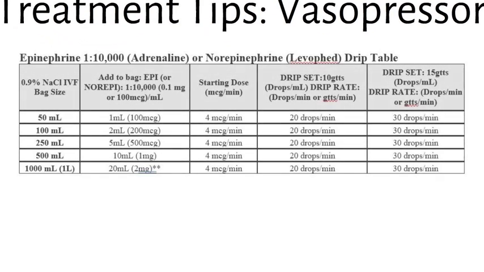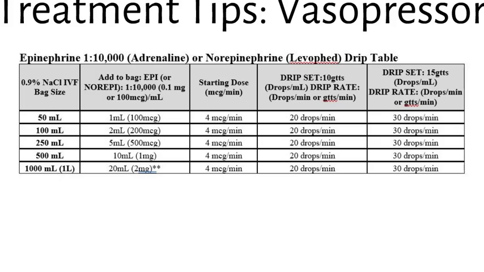Here are some additional tips for using vasopressors. Become familiar with the drip table for epinephrine and norepinephrine. The 2 columns on the left tell you what to mix in order to achieve the desired concentration. For example, epinephrine vials come in a 10 ml vial at a concentration of 100 micrograms per ml. If you have a 100 ml bag of normal saline, you will need to add 2 milliliters of epinephrine to this bag to achieve the desired concentration.